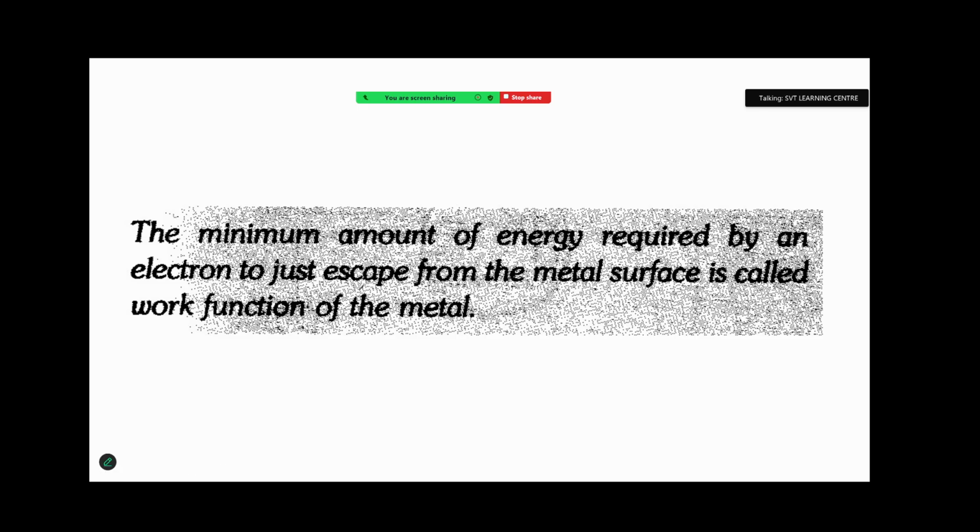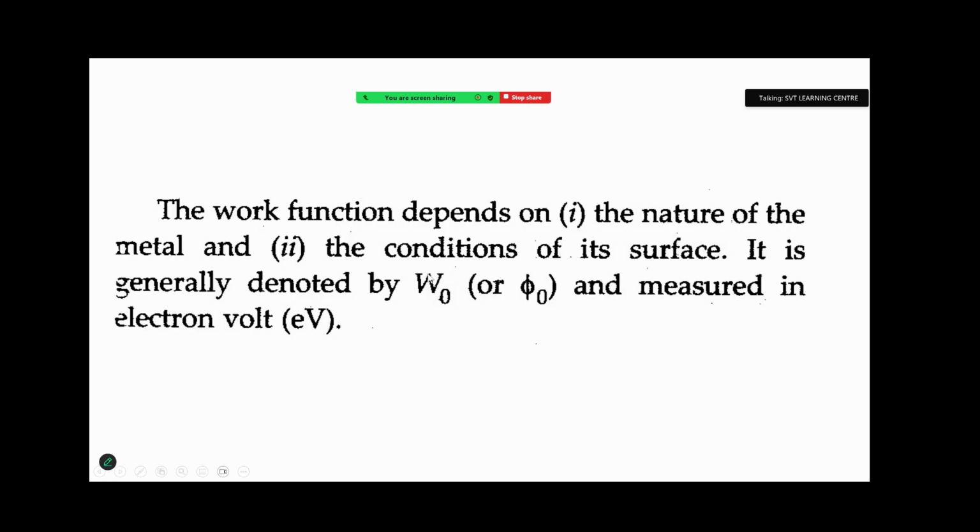Anyway, all said and done, the minimum amount of energy required by an electron to just escape the metal surface is called the work function of the metal. Now, this work function is typical for a metal, that is every metal will have its own work function. This is normally denoted in most books by W0 or psi 0. Since this value is very small, we measure it in a unit called the electron volt.